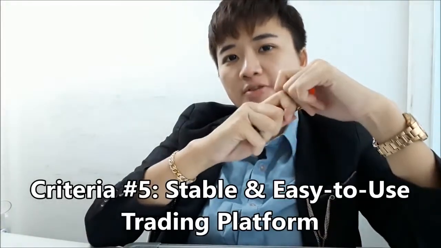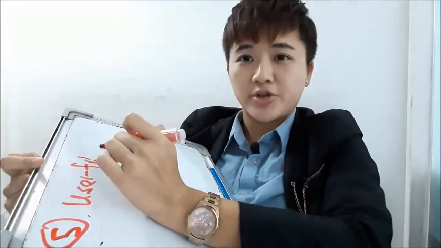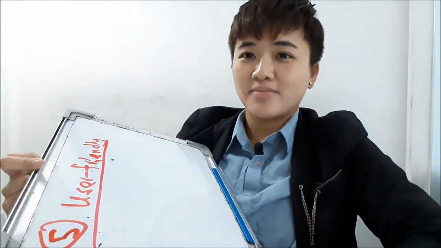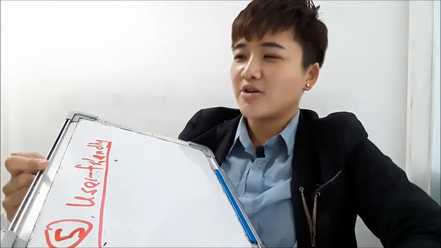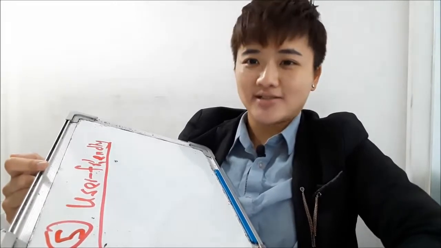Here comes the fifth criteria. Make sure that your broker offers a very stable trading platform. Not only a stable trading platform, make sure your broker offers a user-friendly trading platform. Because here's the thing, you can have the most sophisticated platform in the world, but if you don't know how to use it, you don't know where the buy and sell button is, then there's no point trading with that platform.